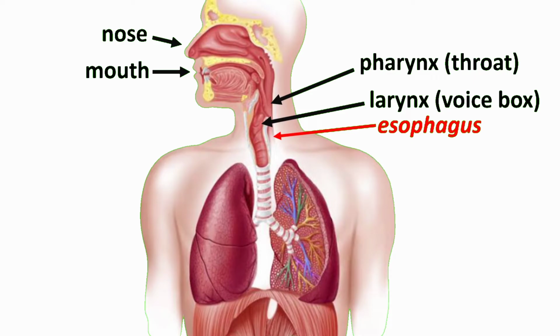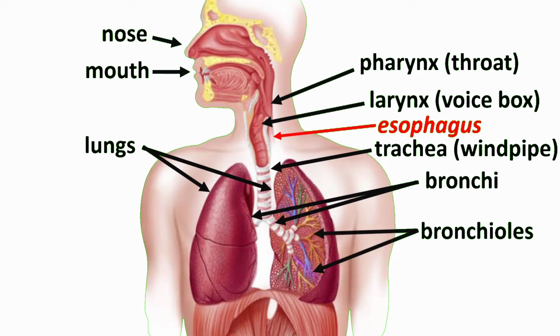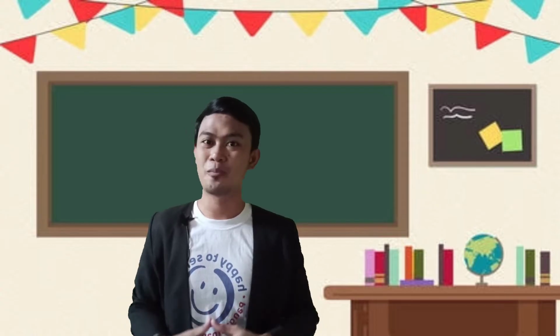Next, we have the larynx, also called voice box, because the vocal cords are located here. The lungs are placed here. The trachea, also called windpipe, is here, and it connects to the bronchi, which merge into smaller tubes called bronchioles, and the bronchioles connect to tiny air sacs called the alveoli. And down here is the diaphragm. So, let's discuss deeper the function of each part.